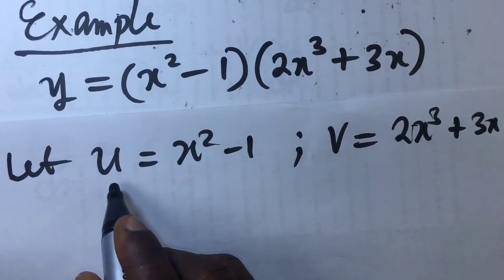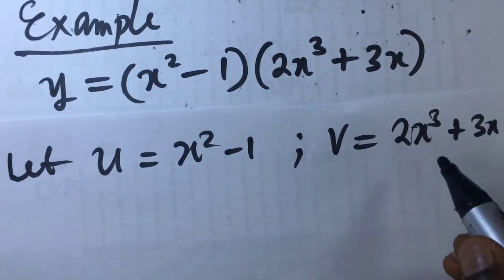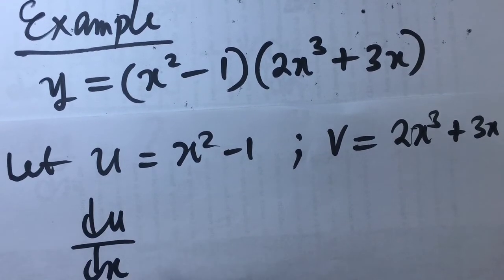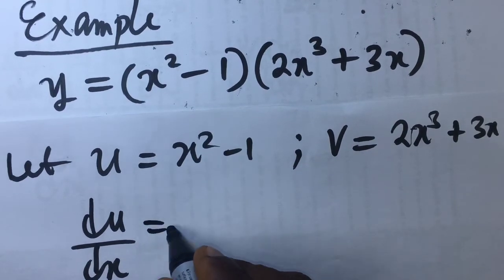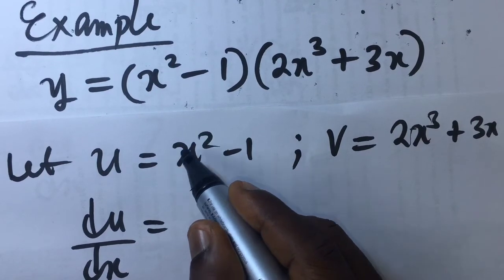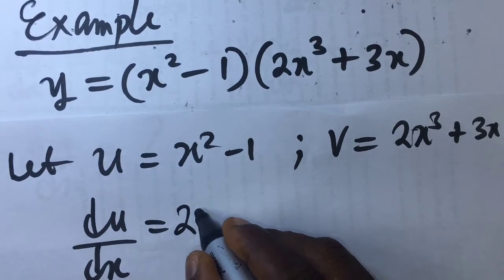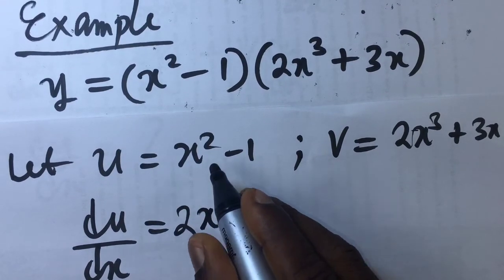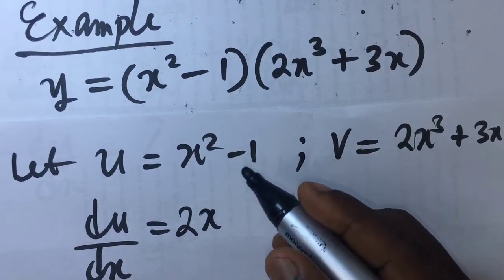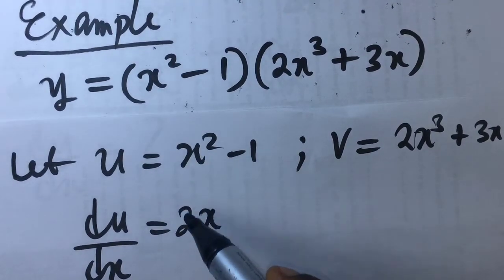Now, once you let u equal x squared minus 1 and v equal 2x cubed plus 3x, then the next thing will be to obtain du dx. So after doing this, obtain du dx. Now, du dx will be 2 times the coefficient of x squared, which is 1 clearly. 2 times 1 will give you 2. Then subtract 1 from the power. That will give you 2x raised to the power 1, because 2 minus 1 is 1. Then the derivative of a constant, take note, is 0. So this is what you are going to get when you differentiate u with respect to x. You are going to get 2x.